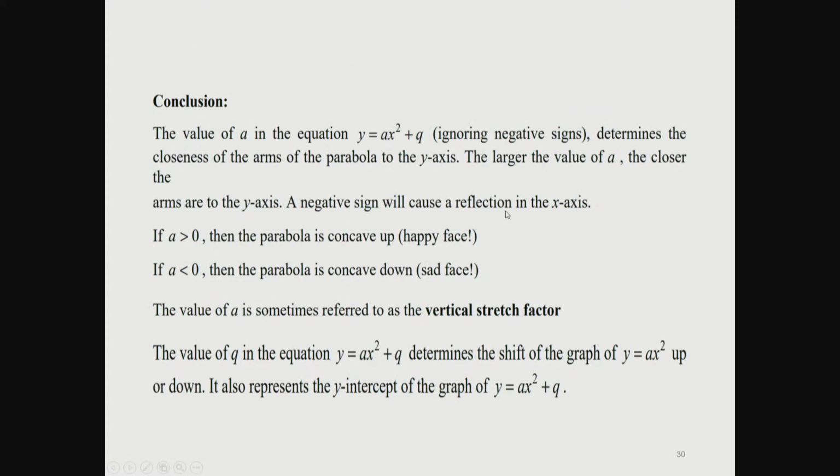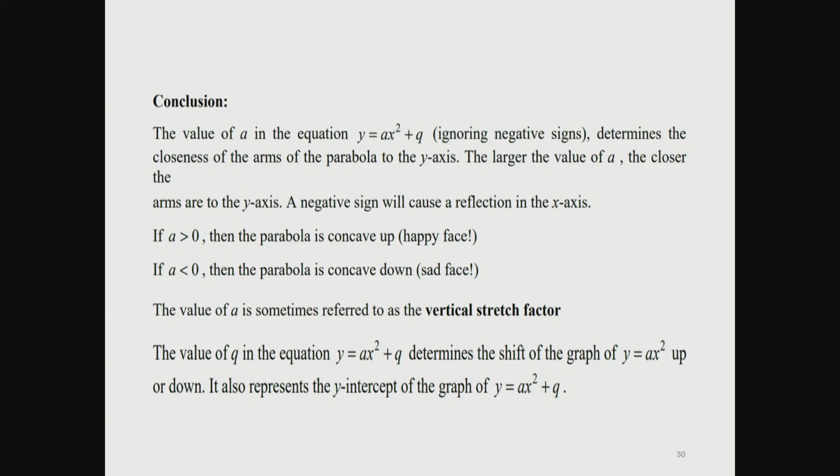Right. In conclusion, we can say the value of a in the equation y equals ax squared plus q, let's ignore the negative now, because I can have minus 2, I can have positive 3, determines the closeness of the arms of the parabola to the y-axis. Remember I said that the larger the value of a, the closer the arms are to the y-axis. It means the graph moved closer to the y-axis. But if there is a negative in front of the coefficient of x squared, then that negative will cause a reflection in the x-axis.